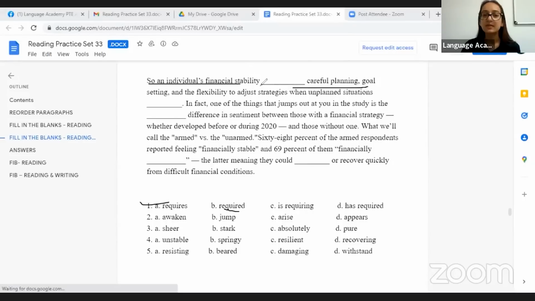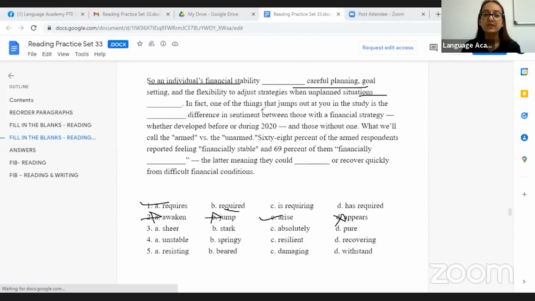So financial stability requires careful planning, goal setting, and the flexibility to adjust strategies when unplanned situations dash. Situations is plural, so we cannot have a verb with S. So first of all, we can eliminate appears. Situations don't jump in front of us, and situations are not sleeping or awakened, but situations do come in front of us. So it's whenever the situations arise. It simply means whenever we face those situations.